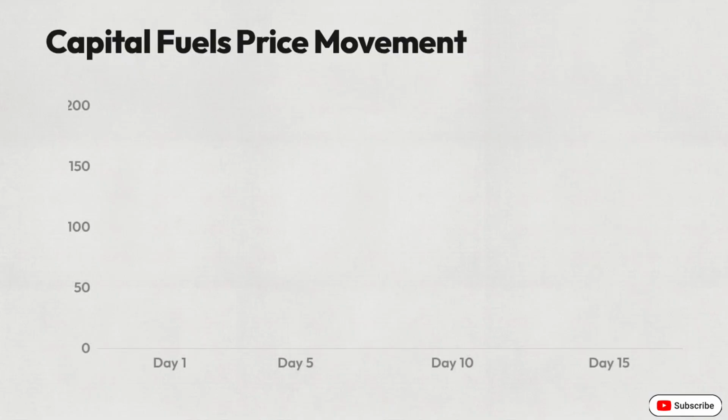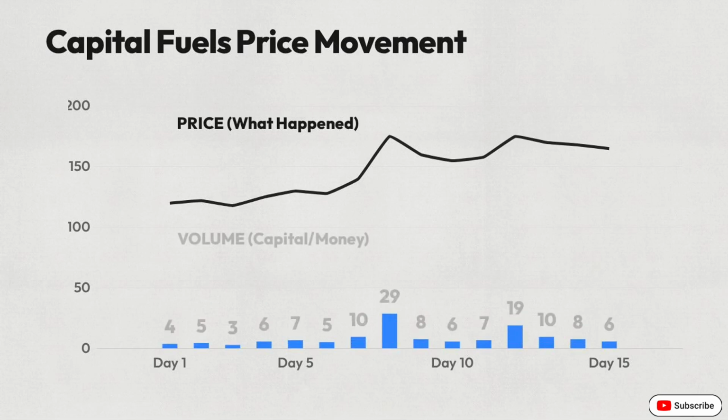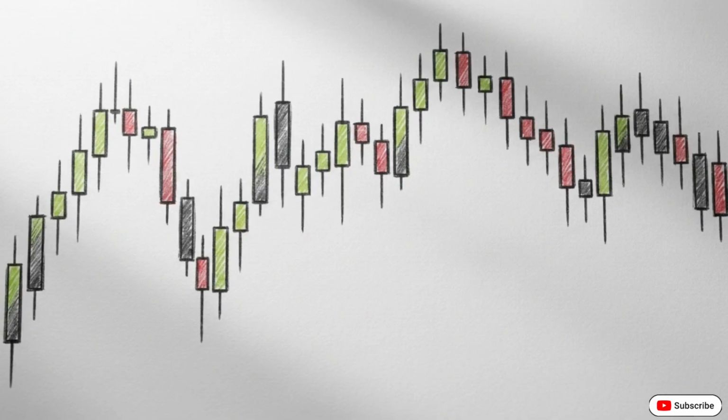Price only tells you what happened. It shows you that a stock went up or down. Volume tells you exactly how much money is backing that movement. It measures the actual capital driving the price. When you ignore the flow of money, you trade blind.